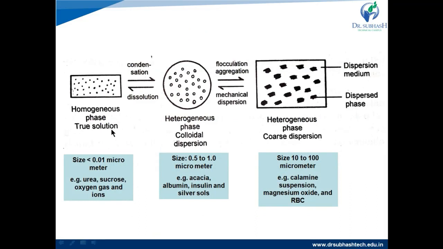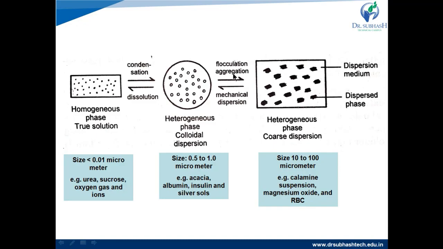In this pictorial view, we can see the homogeneous phase or true solution, the heterogeneous phase, that means colloidal dispersion, and the heterogeneous phase, coarse dispersion. The homogeneous phase or true solution has a size range of less than 0.01 micrometer. Examples are urea, sucrose, oxygen gas and ions. On condensation, the homogeneous phase can be converted into the heterogeneous phase of colloidal dispersion, which has a particle size between 0.5 to 1 micrometer. Examples of colloidal dispersion are acacia, albumin, insulin and silver solution.